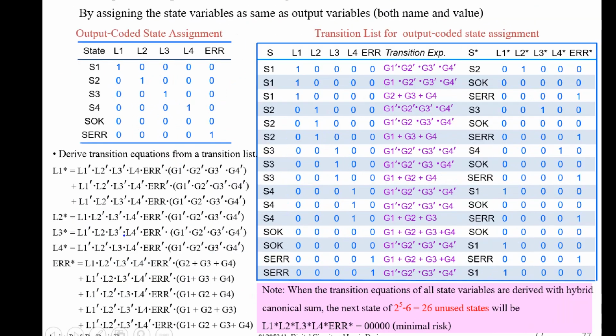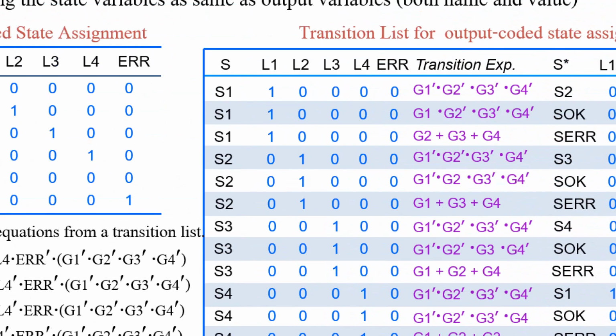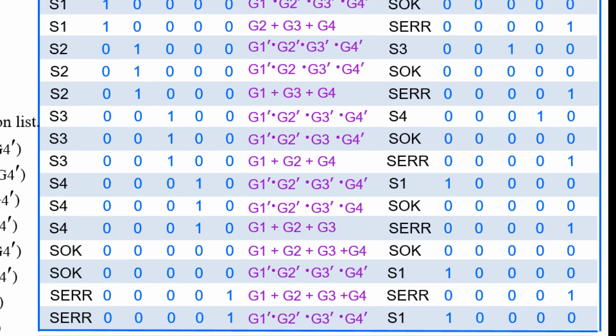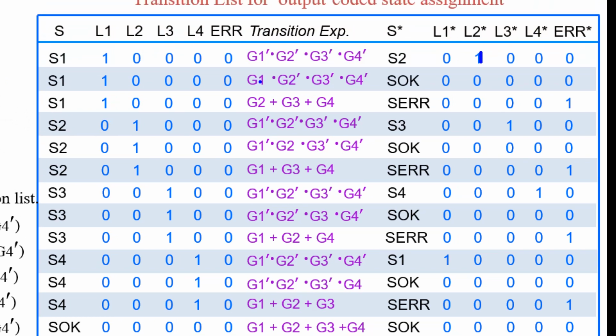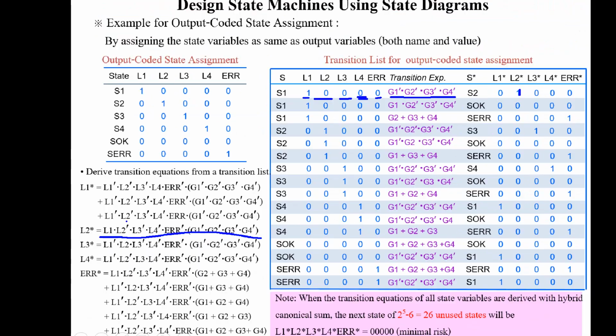Sorry, this one. L1 star: this one and this one, summed together. And for L2 star, L2 star is 1 just in this case: L1 and L2 prime and L3 and L4 prime and ERR prime and this input condition. This is for L2 star. For L3, L4 and ERR it is also the same.